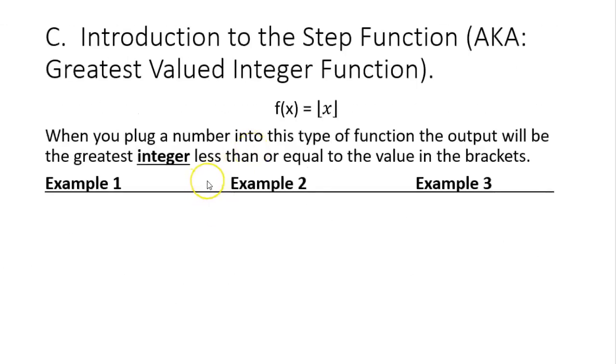So we're going to switch gears now. We're going to introduce you guys to a new function called the step function. It's also known as the greatest valued integer function. It looks like this. Little brackets here. Now, how this thing works is that when you plug a number into this type of function, the output will be the greatest integer that's less than or equal to the value in the brackets. Now, that's a mouthful. I would have to read that sentence about 3 times before I fully understood it.